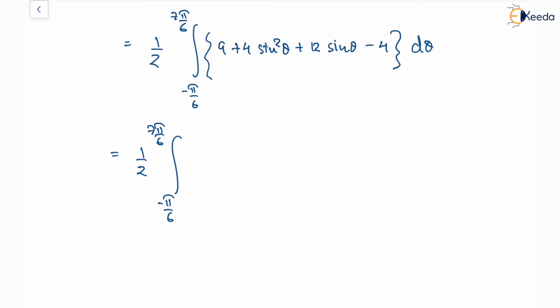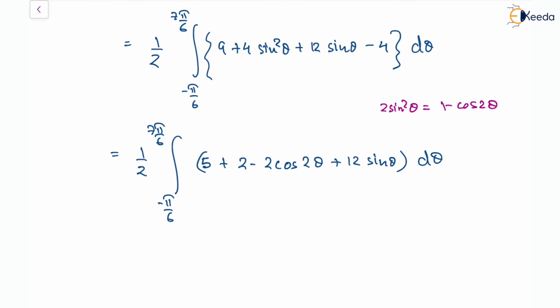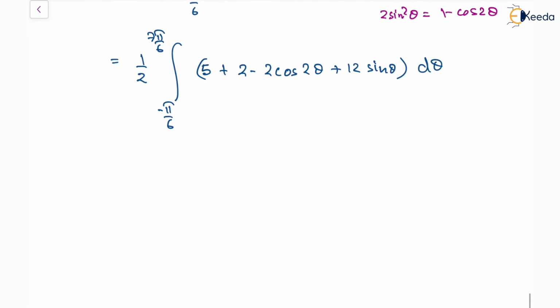9 minus 4 is 5, and 4 sine square theta. Again, sine square theta: we know that 2 sine square theta is 1 minus cos 2 theta. So as per that, 4 sine square theta will give us 2 minus 2 cos 2 theta, plus 12 sine theta. Now 5 plus 2 will become 7. So 1 by 2 times 7 theta, and minus 2 cos 2 theta will give us minus 2 sine 2 theta by 2, plus sine theta.